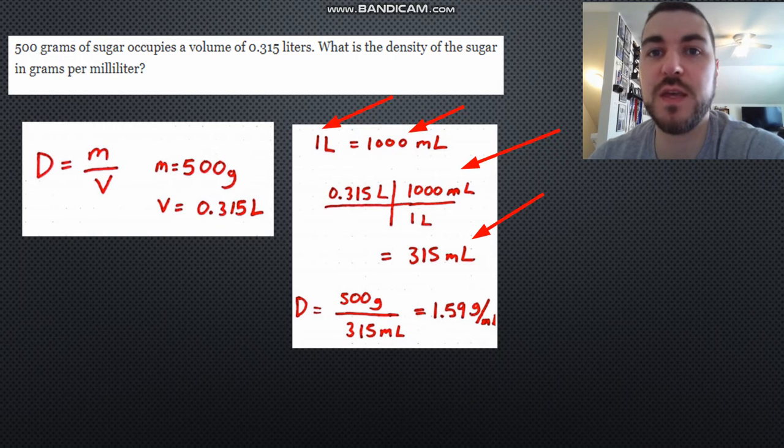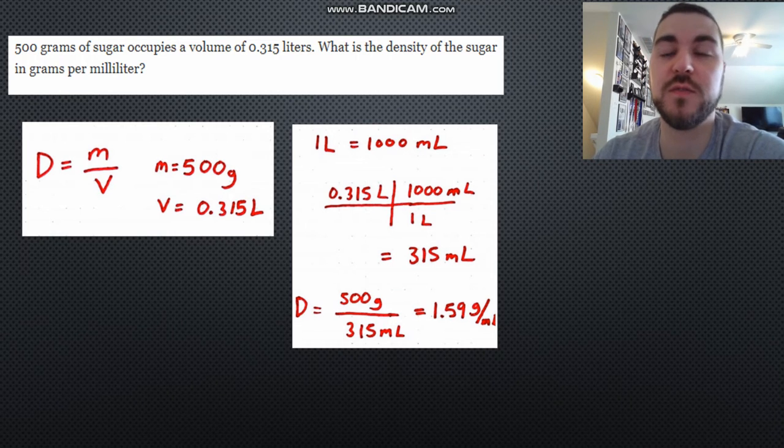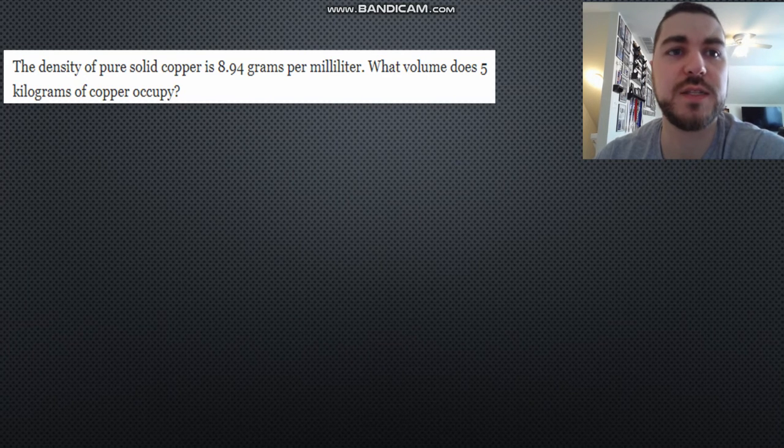Now, once I've done this, I can plug my values into the formula. So I plug in my 500 grams and I divide it by my volume, which is in milliliters. And notice that my final answer, or my density value, is 1.59 grams per milliliter. So a common mistake with this first example would be to forget to convert to milliliters. Let's look at a second example.